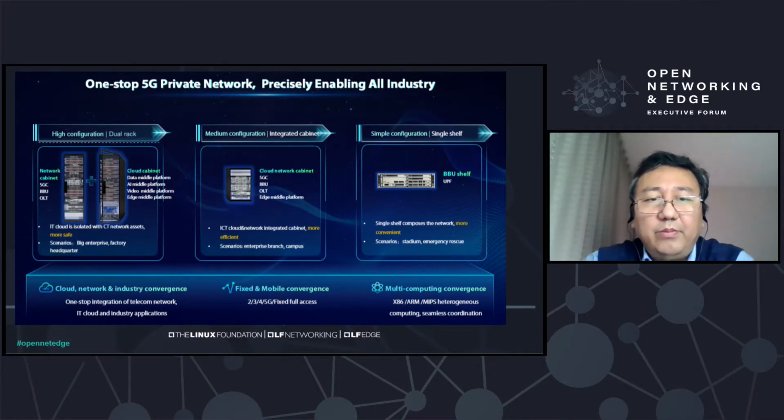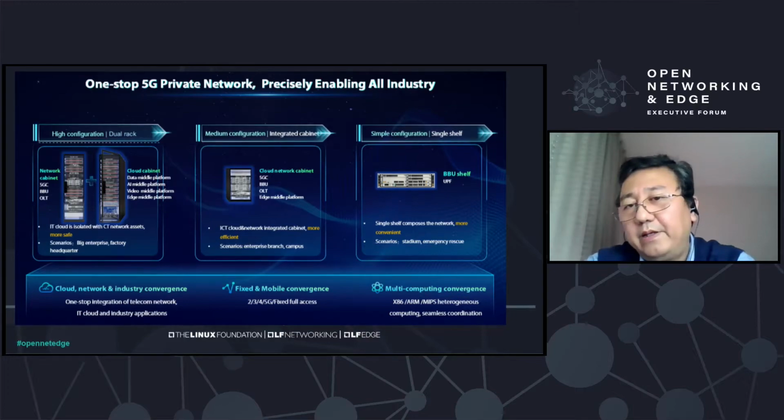In the cloud cabinet, we provide the data middleware and the AI middleware, and also video and edge. It is suitable for big enterprises and headquarters of the end users. In the middle is an integrated cabinet, which integrates the cloud with the network. It's more efficient, and it's suitable for the enterprise branch and some campus.